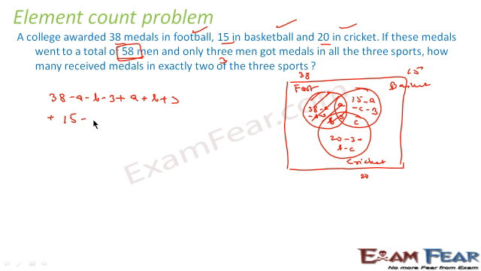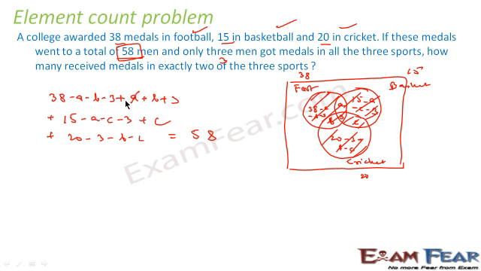Plus 15 minus A minus C minus 3. This is this area. Plus C. This is this area. Plus 20 minus 3 minus B minus C. This is this area. So that means we have included all the area, and this total is equal to 58.